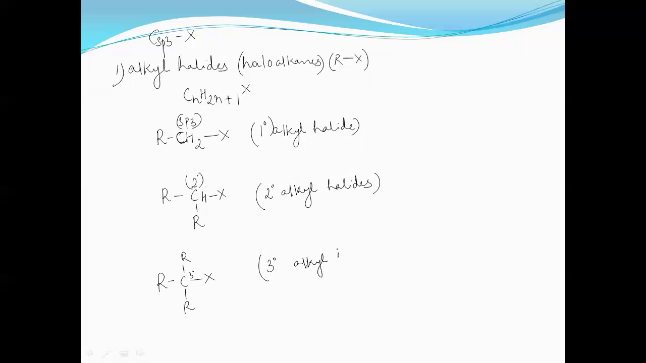So again, three classes in this: the primary alkyl halides, secondary alkyl halides, and tertiary alkyl halides, depending upon the nature of the carbon atom. It is sp3 hybridized, but whether it's primary, secondary, or tertiary, there can be primary, secondary, or tertiary alkyl halides. Then the second class under sp3 hybridized carbon atom is allyl halides. This also is a C sp3-X bond.